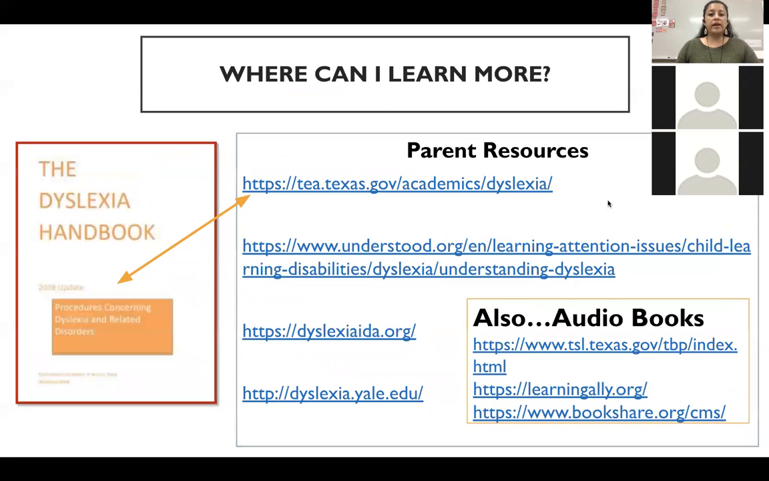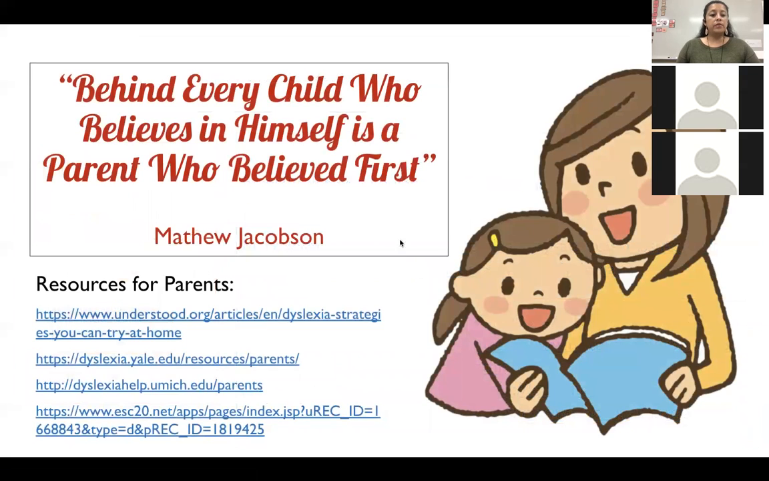And then, where can I learn more? We have the Dyslexia Handbook, which is shared here, and some other information from Understood.org, the IDA, and the Yale one. These are also sites for audiobooks. And then here's some more: behind every child who believes in himself is a parent who believes first. A lot of great resources.